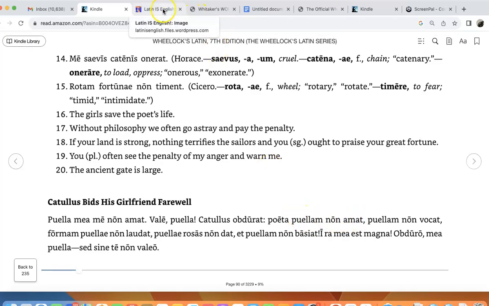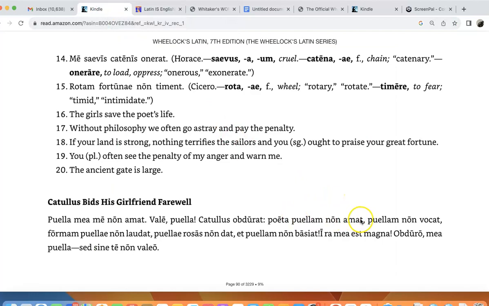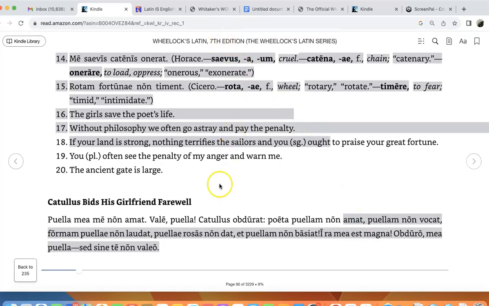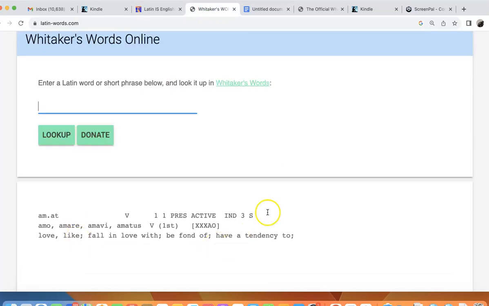So here's a good example once again. That girl here is being used as the direct object, amat. It's also important, once again, as I keep saying, to recognize that this is a verb, and only careful vocabulary will tell you that. But if we're not sure, we just, once again, look that right there. Present active indicative third person singular. Amo, amas, amat, amamus, amatis, amant.